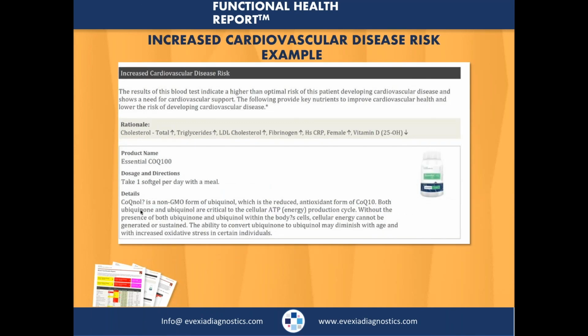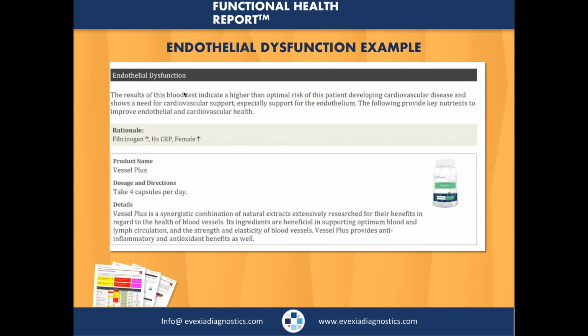So here is another one for you to take a look at. This is increased cardiovascular risk, and this is how it was analyzed, the rationale from the computer. It was high total cholesterol, high triglycerides, high low density lipoprotein, fibrinogen was up, C-reactive protein was up, and vitamin D was low. And it lets you know what is going on with this. This was the rationale why increased cardiovascular disease was picked up. So the computer does a good job helping out. In this case, it recommended some coenzyme Q10.